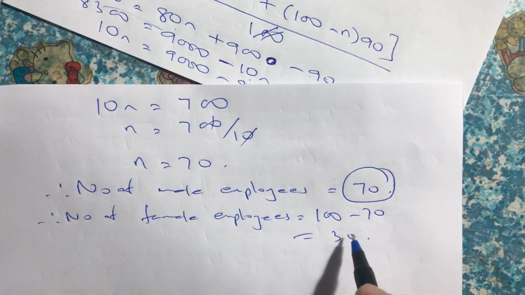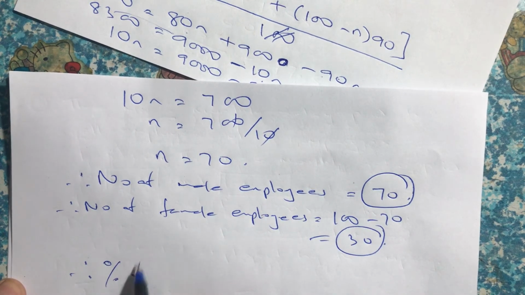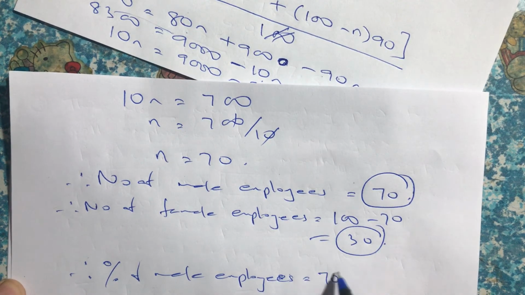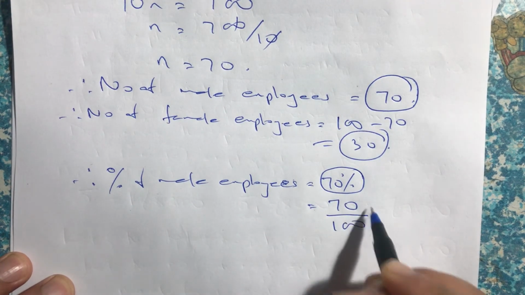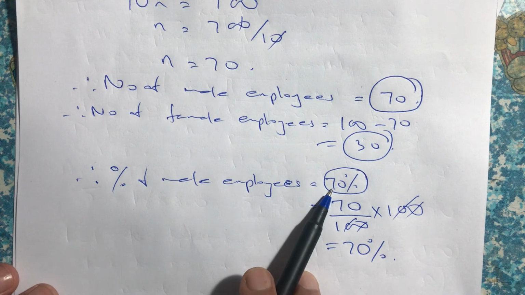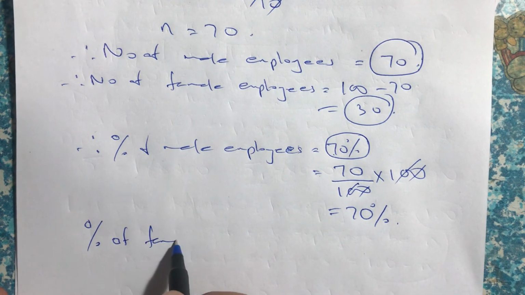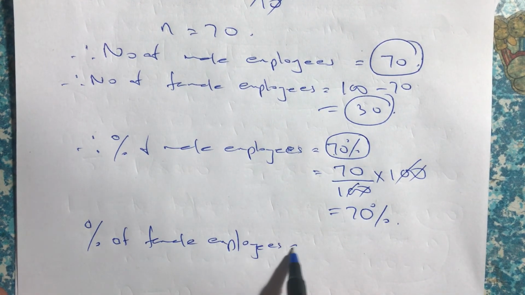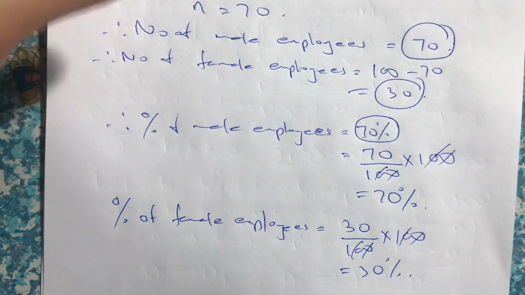So this is the number of male employees, this is the number of female employees. Since the total is 100, the percentage of male employees is equal to 70%. If you want to know how I got 70, you can do that also: number of male employees over the total into 100, and that is how we get 70%. If you want the entire procedure, this is how we get it. The percentage of female employees is 30 over 100 into 100, that is equal to 30%. So that's the percentage of the male and the female employees.